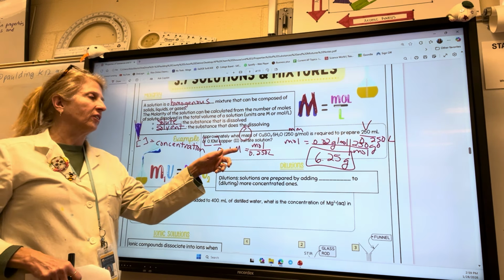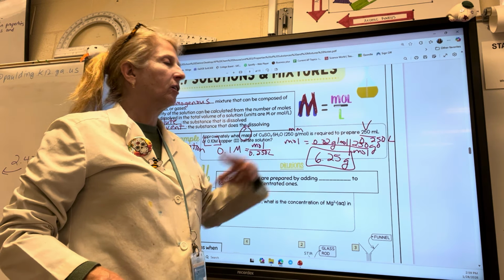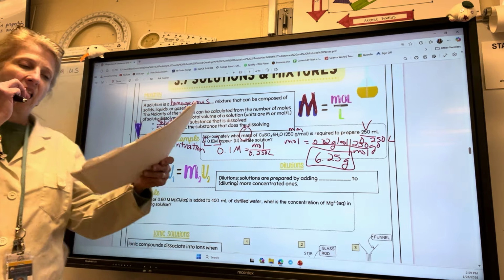So with these molarity problems, sometimes you just have to divide moles by liters and you get your molarity. This time they didn't ask for the molarity. They wanted the mass, so I had to get the moles. So I solved for moles, and then I converted moles to grams using the molar mass. Did y'all follow it? Okay.